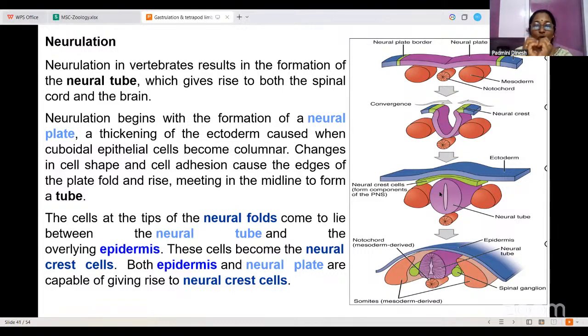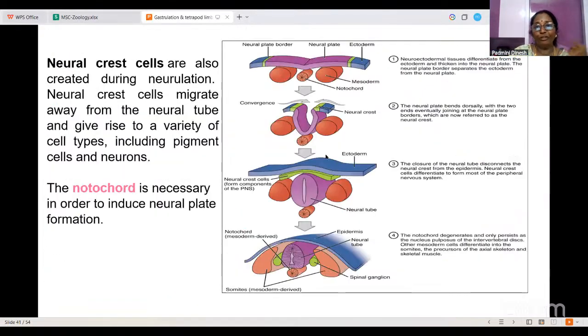Now, all this is because of the folding. How does the folding occur? It's because of the epidermal layer that forms a plate. Then slowly, as the plate is formed, it bends like that, and as it bends, it converges to form the neural tube. So this neural tube is the one that is going to form the future brain. And the neural crest, as I told you, is very, very important for different cells.